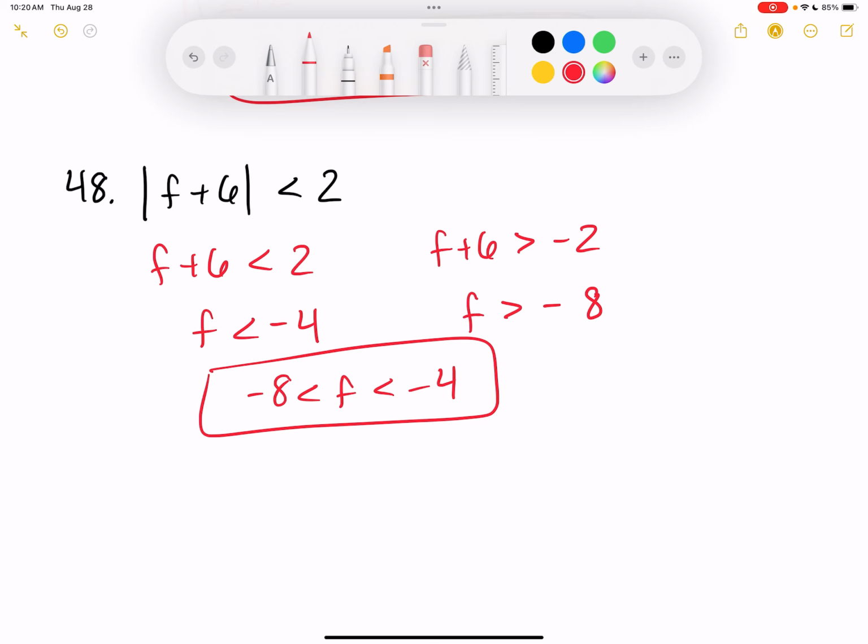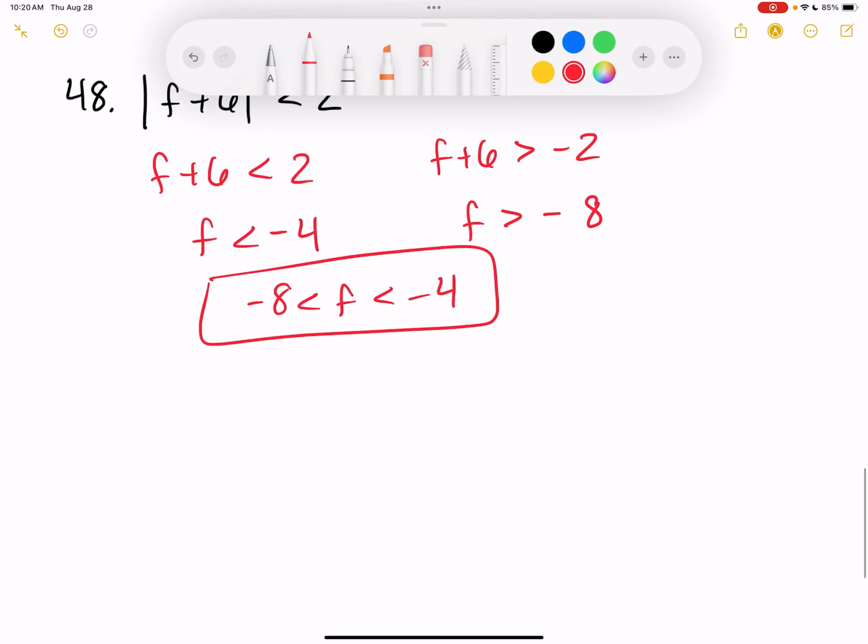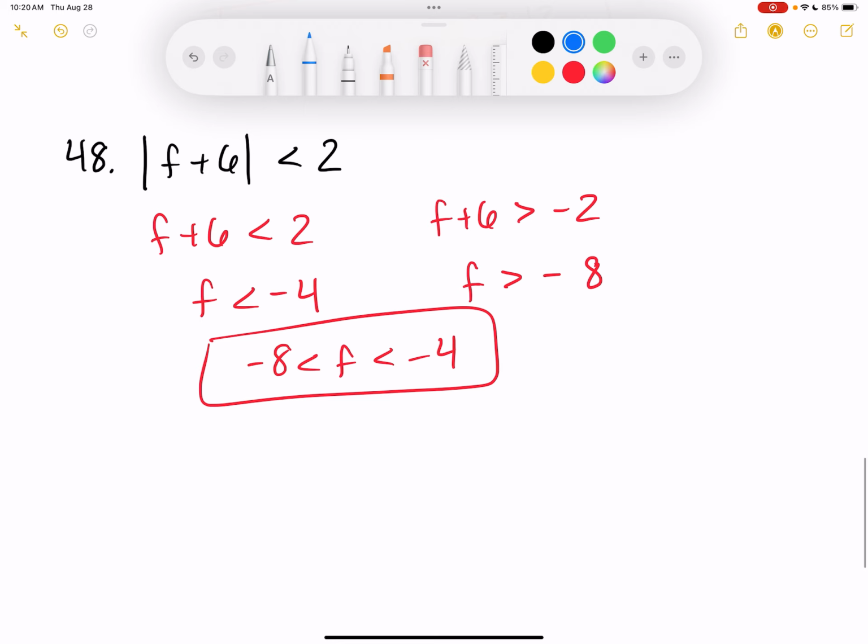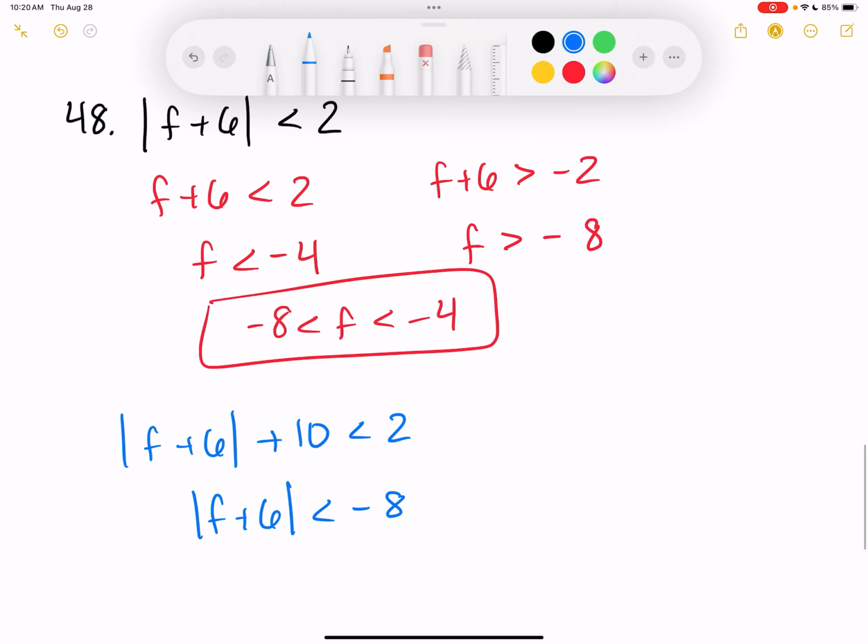There's only like one problem in the whole section that is like this, but I'm just going to do a modified version of this problem. If you had the absolute value of f plus 6 and then outside the absolute value like plus 10 is less than 2, before you split it, we've got to move the 10 over. So just remember to do that first. So f plus 6 in the absolute value is less than negative 8. And then you could do it where you do your two separate things. So, like I said, there's literally only two in the section that are like that, but just as a refresher.